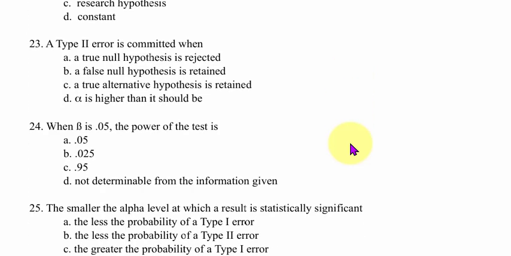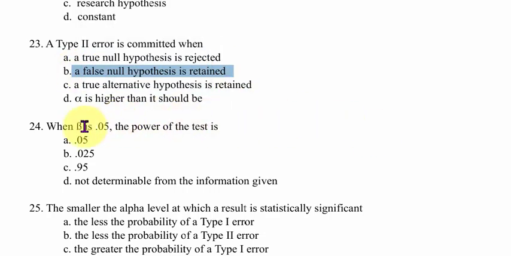All right, 23. Type 2 error. Remember, a type 2 error is when you do not reject the null, and you should have. So it's not A. That's a type 1 error. It looks like it's going to be this one. False null hypothesis is retained. In other words, the null was wrong, but it was not rejected. This is the right answer.